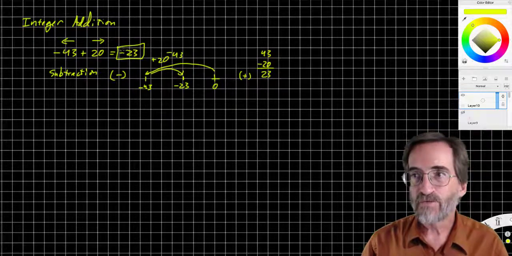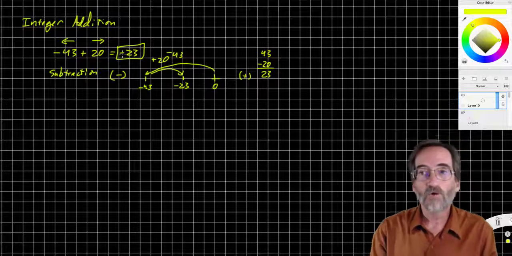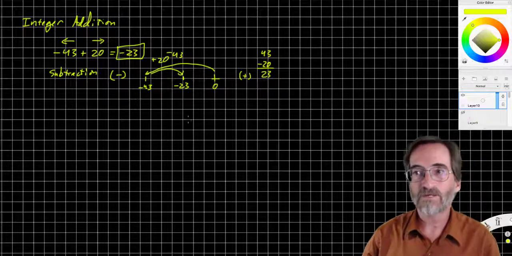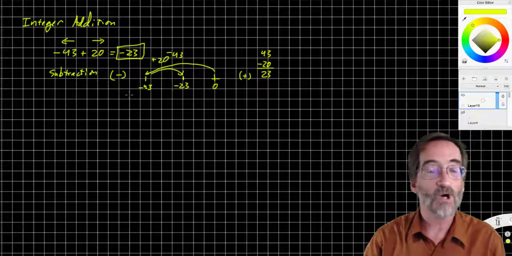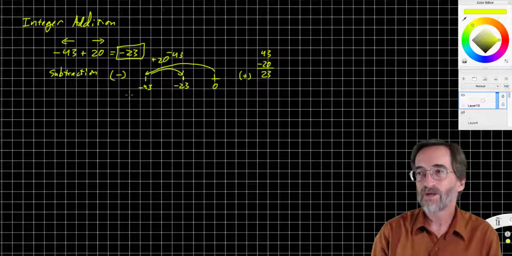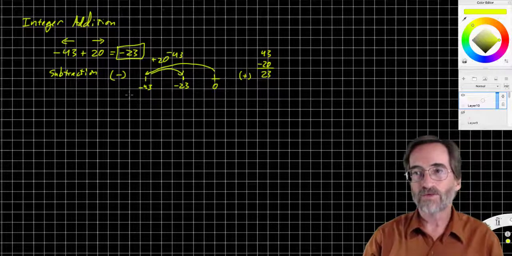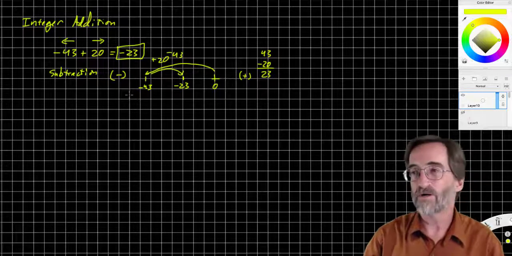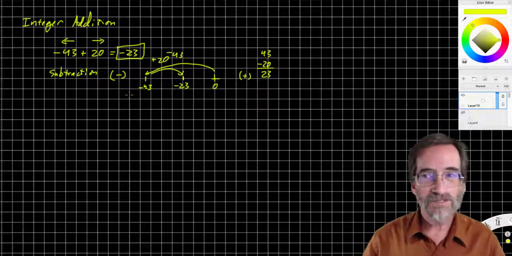So the answer to my scenario about money in my wallet, I owe $43, but I have $20 in my wallet. That means I have a net of $23 still owing. I'm still in debt $23. Even if I pay the person I owe the $20, I still owe him $23. All right, so hopefully that makes sense.